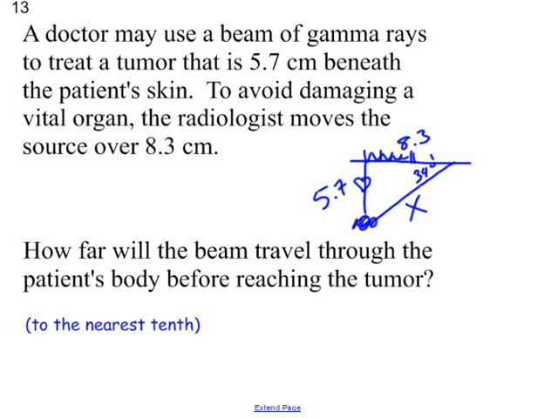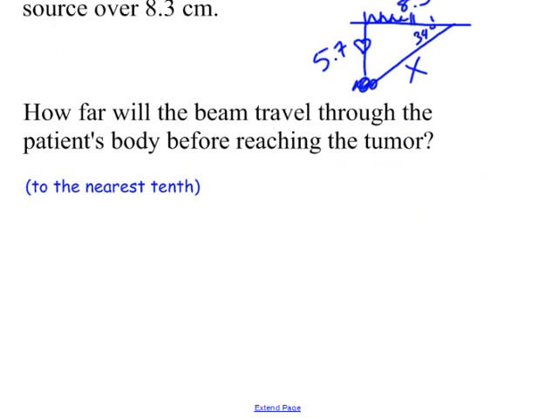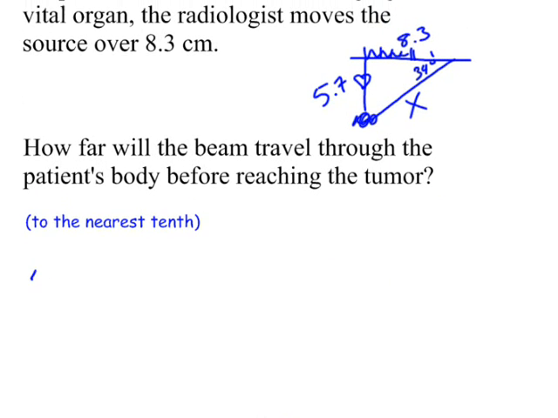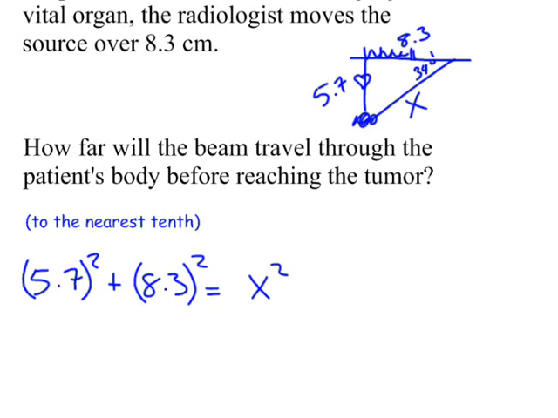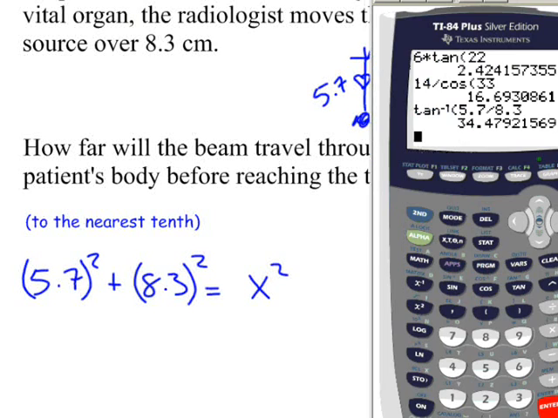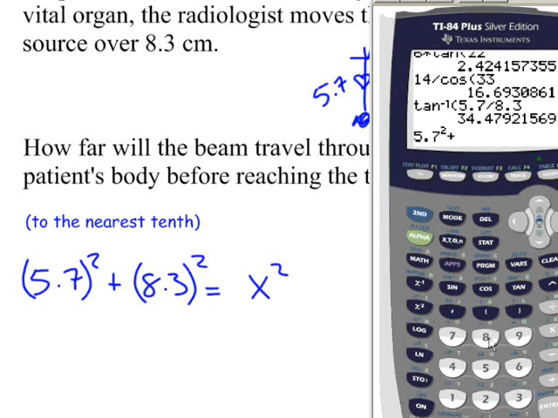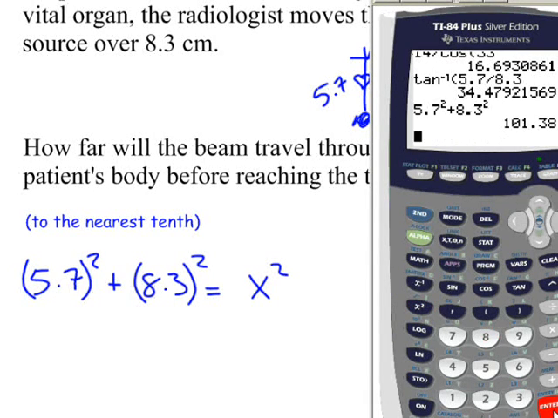There are multiple ways to do this. Some of you might be saying, oh, I know how to do this from Algebra 2. And that's fine, because you have the handy-dandy Pythagorean theorem. So I can do 5.7 squared plus 8.3 squared equals x squared, and then just go to my calculator and solve that. 5.7 squared plus 8.3 squared. Hit enter, and then we need to take the square root.